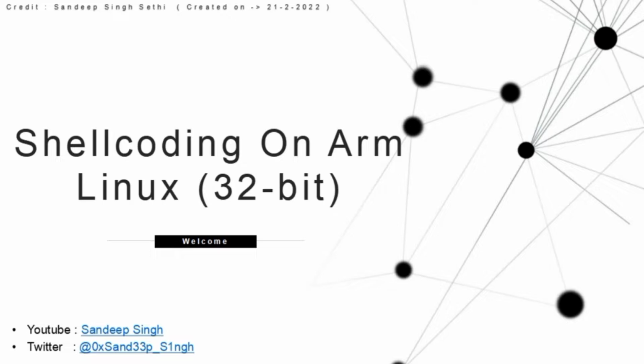So what does this course actually provide? This course will let you understand the internals of ARM assembly to an intermediate level, along with knowledge of shell coding. This course contains two modules.